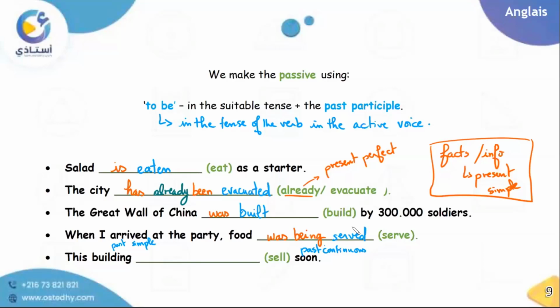Soon, so it will happen in the future. This means it's in the future. So the verb to be would be in the future. Will be, will plus the bare infinitive of the verb, plus of course the past participle of sell, which is sold. It's the same as its past simple.